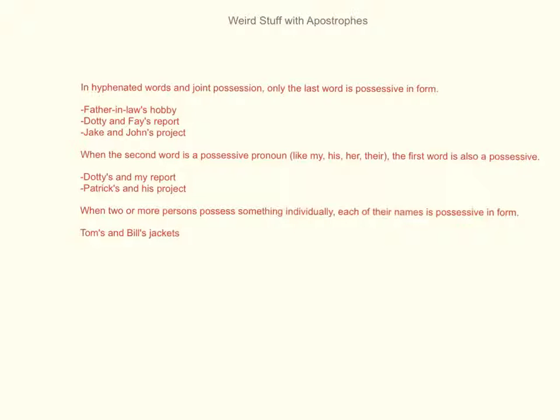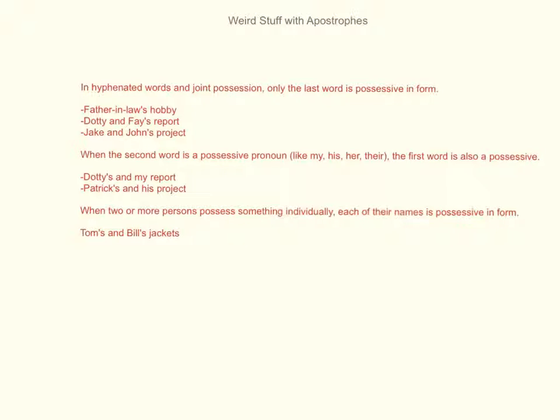Or you might say his and Patrick's project. But in this case, if you have to put for some reason Patrick's and his project, you would give the apostrophe S to Patrick when the second word is a possessive pronoun. And then the last thing that I want to talk about when it's weird is when both people own something except they own individual things.